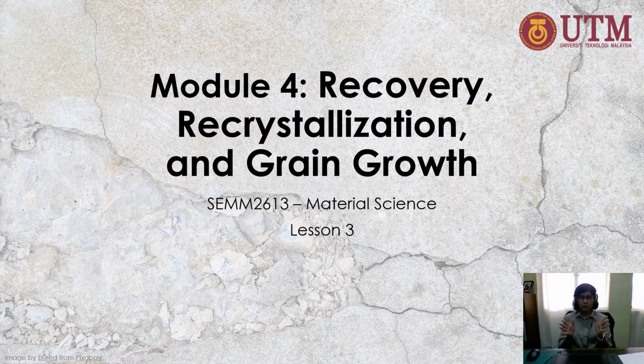This is lesson 3 for module 4, in which we will continue our discussion from yesterday, where we talked about deformation, plastic deformation, in which plastic deformation is the basis of all forming processes. So in order for us to form the materials to their final shape, we need to apply external forces that are huge enough for the yield stress of the materials to be exceeded, and plastic deformation will start to happen.